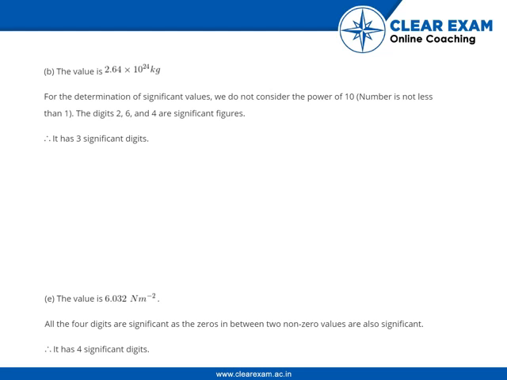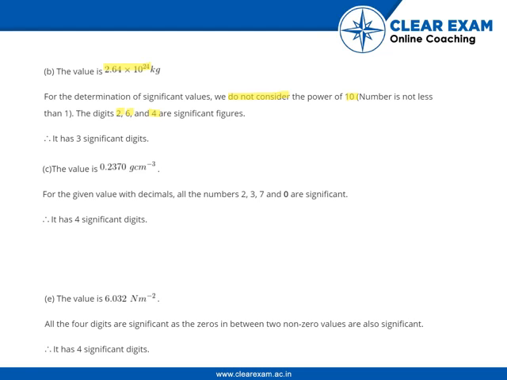The value of 2.64 into 10 to the power 24 per kg. For determination of significance value, we do not consider the power of 10. Therefore, the digits 2, 6 and 4 are the significant digits, and we have 3 significant digits.